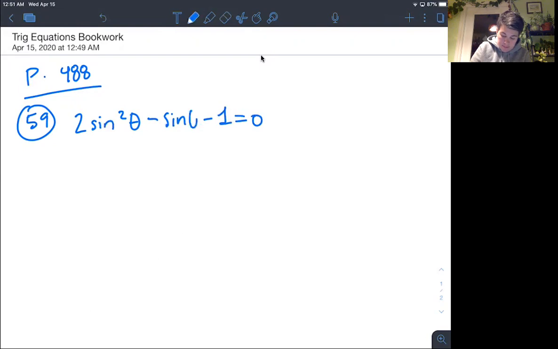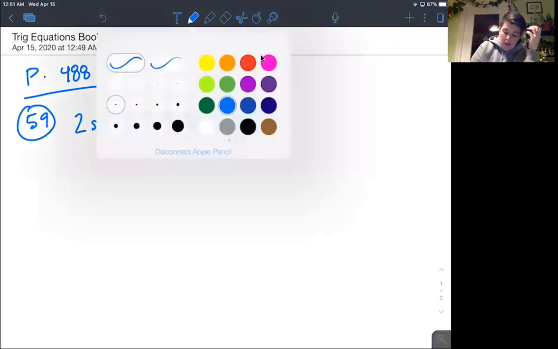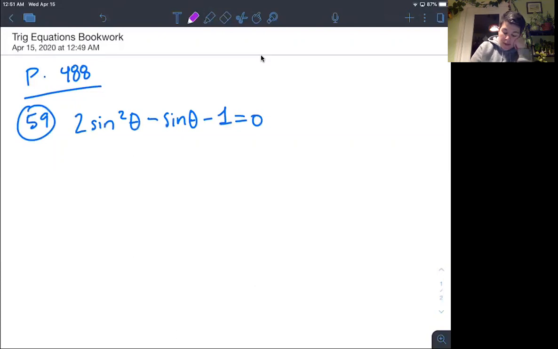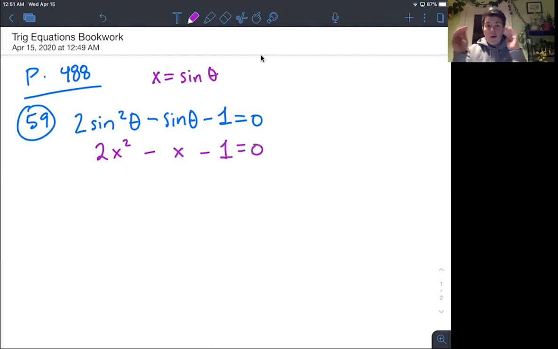Let me rewrite that. Okay, so when I was talking in the notes, this is just like a quadratic equation, right? In fact, if I wanted to rewrite this, I'm going to make x equal the sine of theta, and I can write this as 2x squared minus x minus 1 equals 0. So that just looks like a regular old quadratic equation, right? And we can solve it just like a regular old quadratic equation.